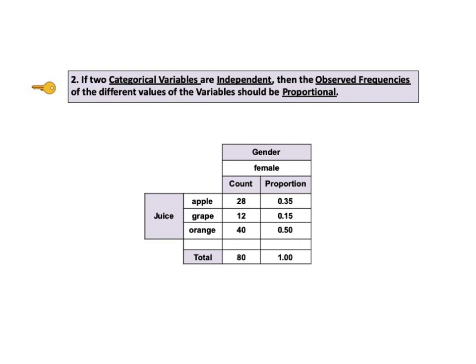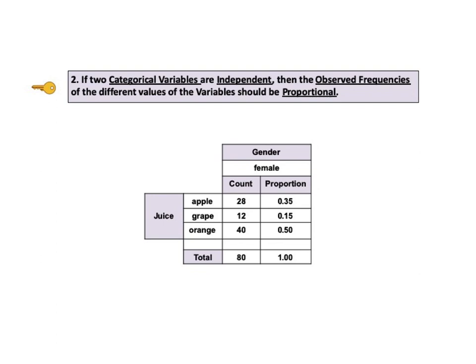Key number 2 says if two categorical variables are independent, then the observed frequencies of the different values of the variables should be proportional. In the first few tables shown here, frequency means the same as count. Later we'll be doing some calculations which result in non-integer frequencies.